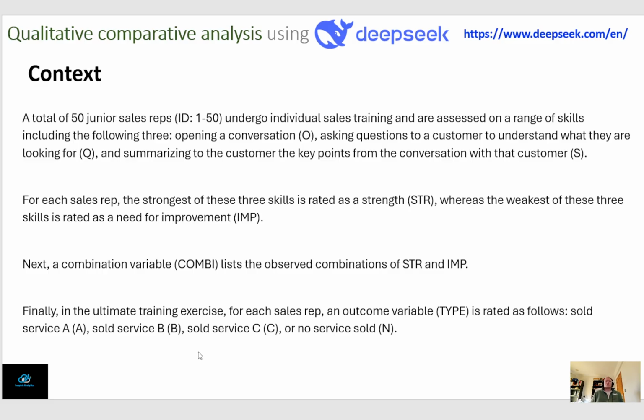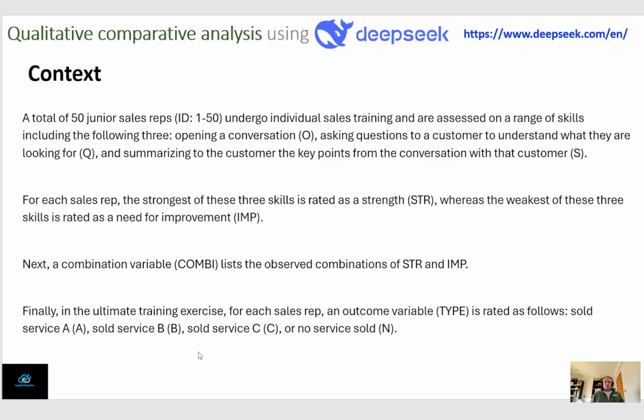A total of 50 junior sales reps, ID 1 to 50, undergo individual sales training and are assessed on a range of skills, including the following three: opening a conversation, O; asking questions to a customer to understand what they are looking for, Q; and summarizing to the customer the key points from the conversation with that customer, S, the S of summarizing. So we have either Q, O, or S.